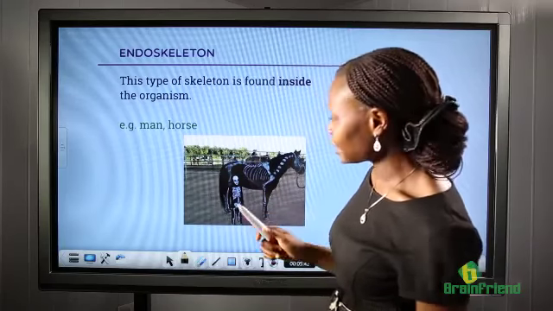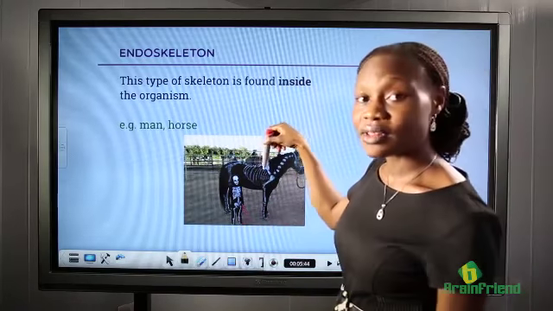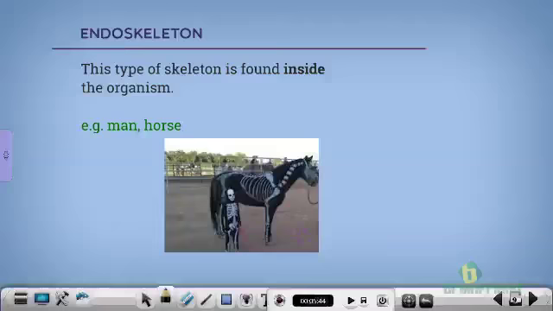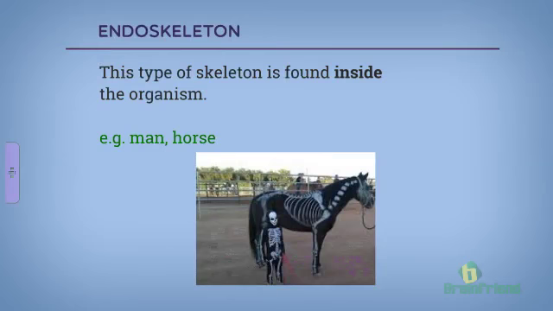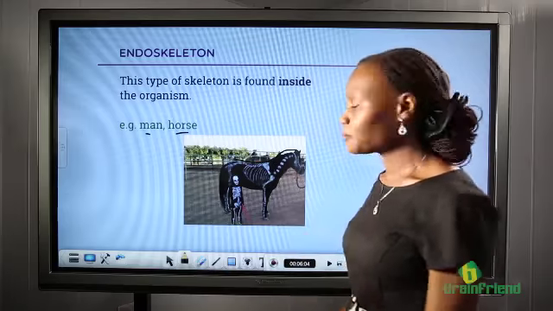The endoskeleton is that skeleton found within that organism. Like the horse here, we can see through that the skeleton is what gives this horse the support it needs and makes it stand upright. Organisms that have endoskeleton include man, horses, dogs, cats, etc.